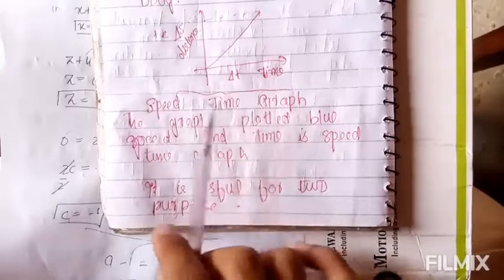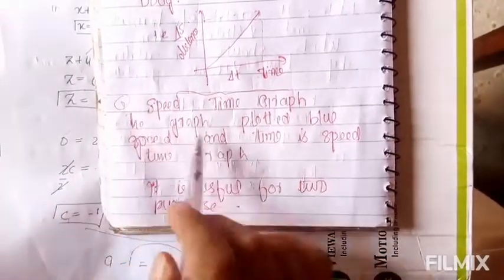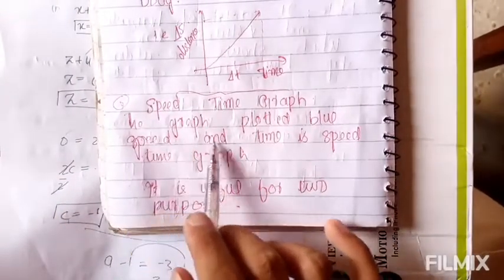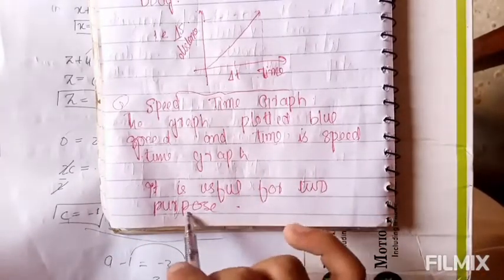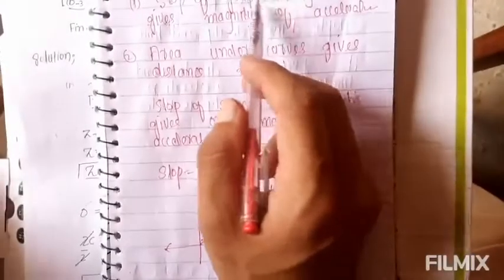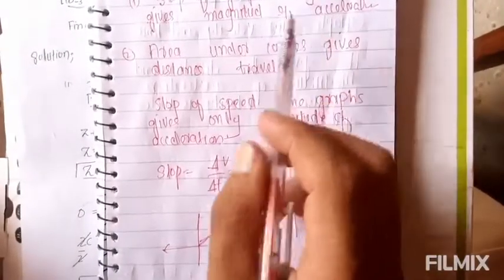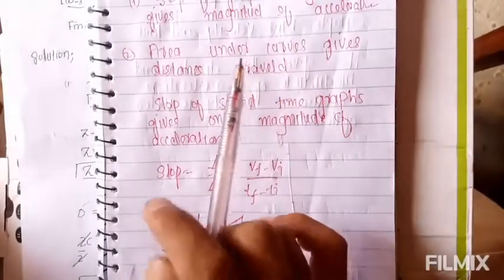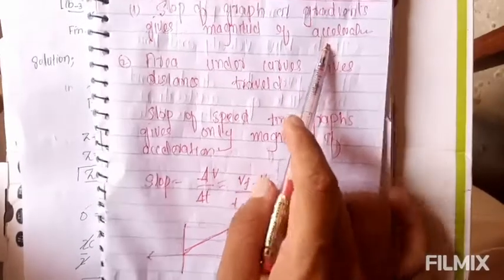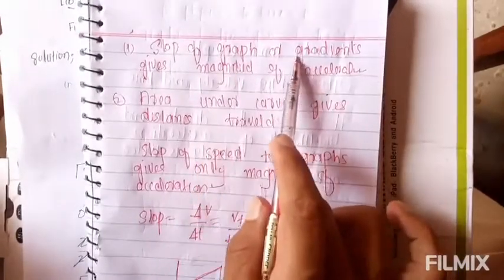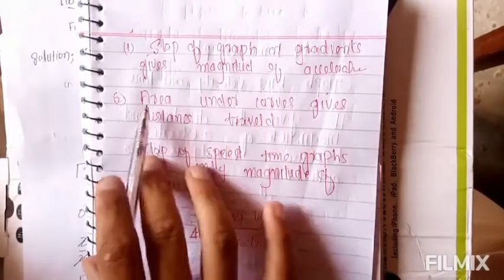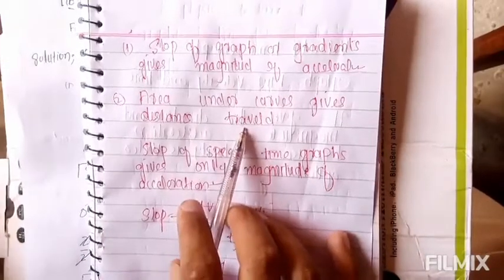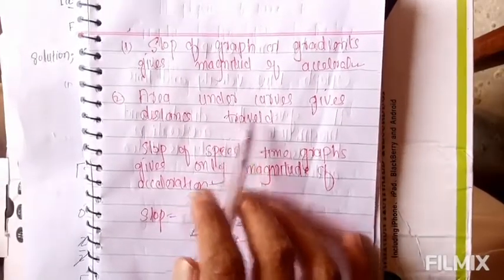Now come to the speed time graph. This is the second one. The graph plotted between speed and time is called the speed time graph. It is useful for two purposes. First, the slope or gradient of the graph gives only the magnitude of acceleration, not direction. Second, the area under the curve gives the distance travelled.